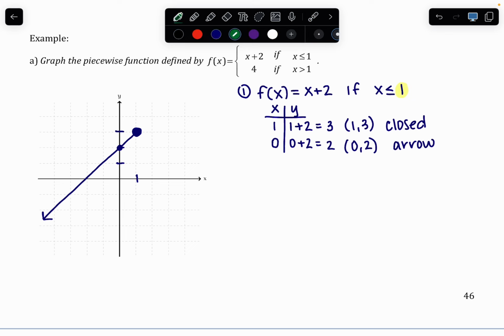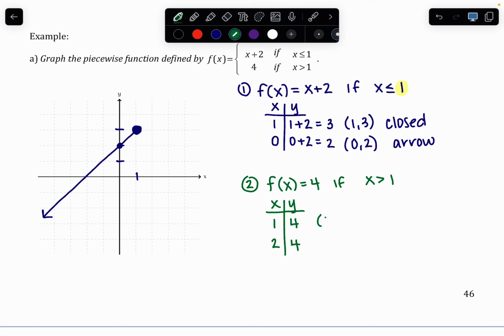All right, so number 2. Now we have f of x equals 4 if x is greater than 1. Again, we're making a table. We still have to use that x value that's given, so we have to use 1. But x is greater than 1. What's another value that would hold that true? 2. If we evaluate the function for 1, do we have anything to actually plug into? No, so what do we get as an output? 4. And same thing for 2.